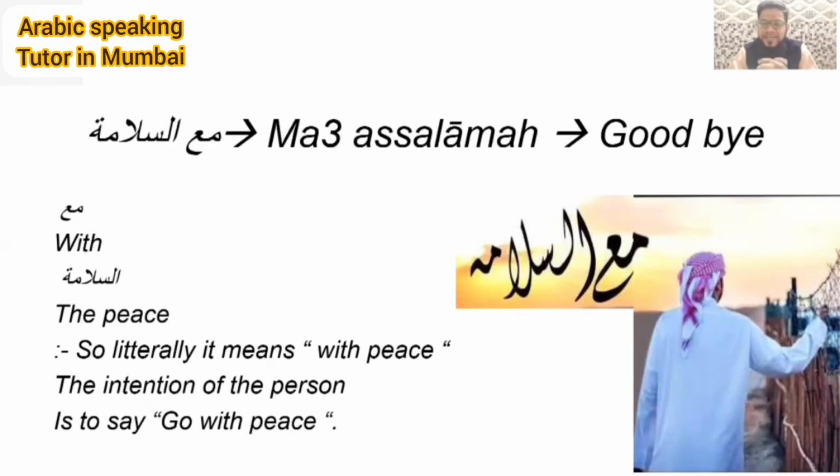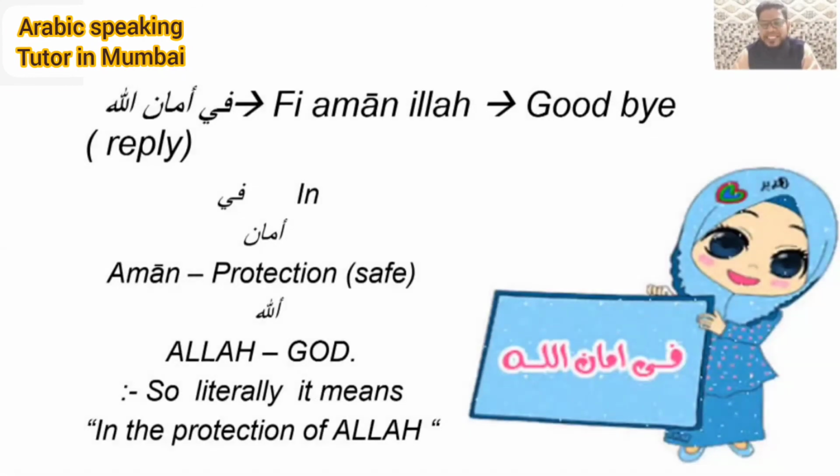Now, if someone says مع السلامة to you, what will you say? You can say في أمان الله. In English, you can say goodbye, same, but what exactly does it mean? في is a preposition, it means in. Aman means protection, safe. So fi amanillah, in the protection of Allah. So a person is saying ma'asalama, go with peace, and we are replying fi amanillah, may you be in the protection of Allah.